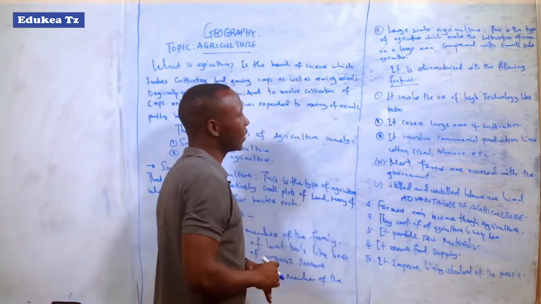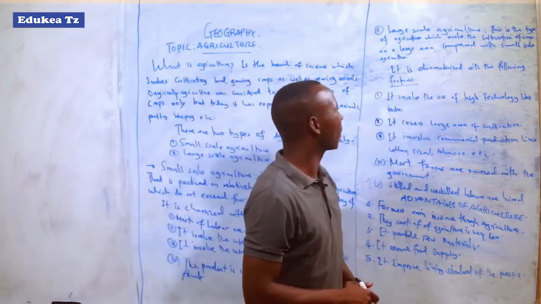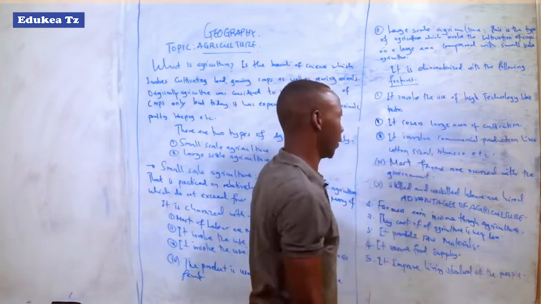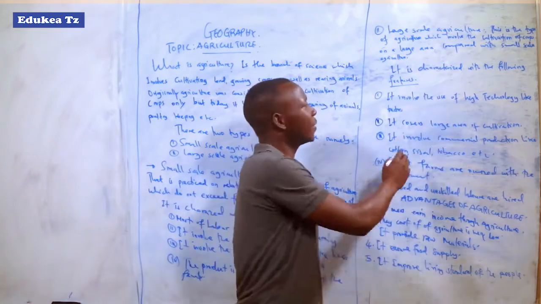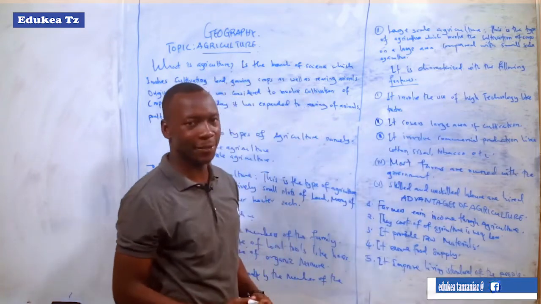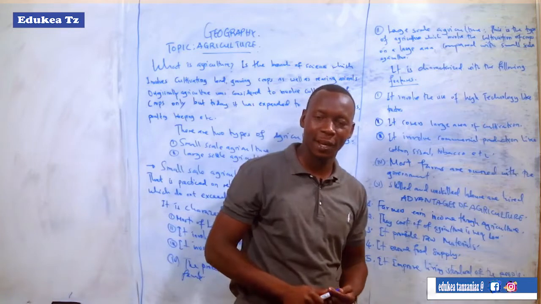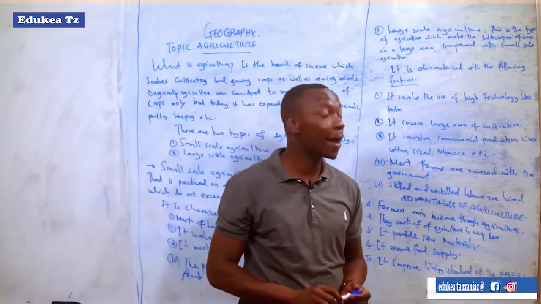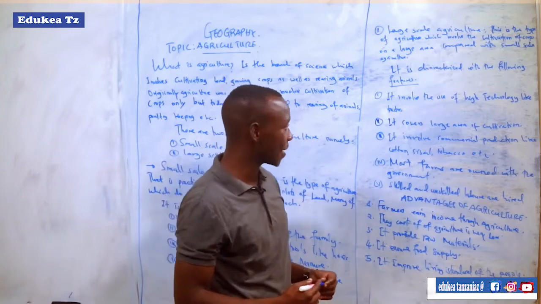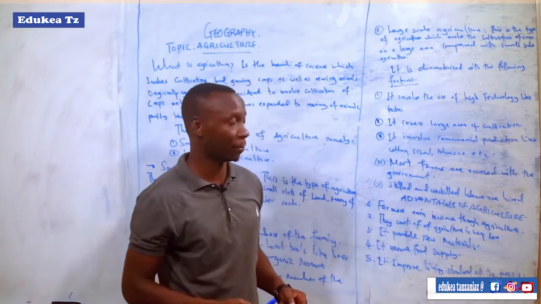So this type of agriculture is characterized by the following features. The first feature is that it involves the use of higher technology like tractors, machines, fertilizer, and insecticide, so that insects cannot attack the crops in the farm.